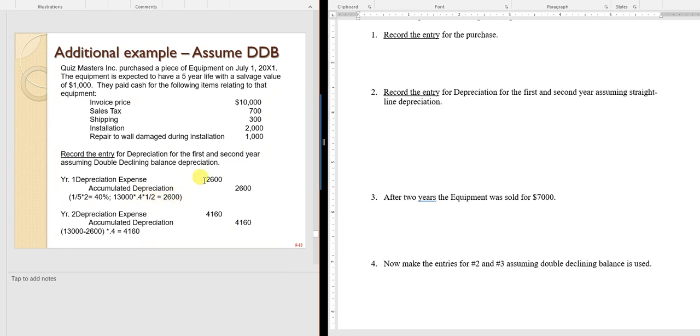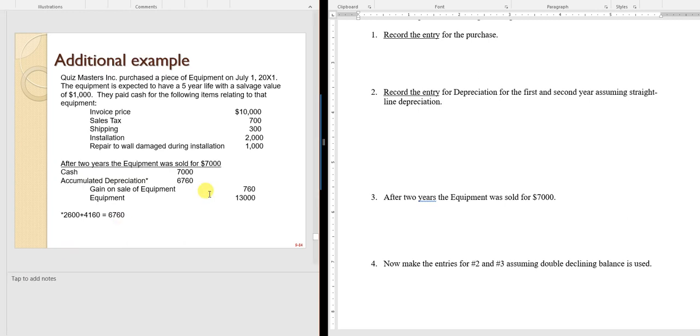So I have depreciation expense of $2,600 in the first year. In year 2, it is book value times 40%. My book value is $13,000 cost, minus accumulated depreciation of $2,600, times 40%, which is $4,160. So my journal entry for the second year is $4,160. Now I'm going to sell it. So I go through my steps. I sold it at the beginning, so I don't have a partial year of depreciation.